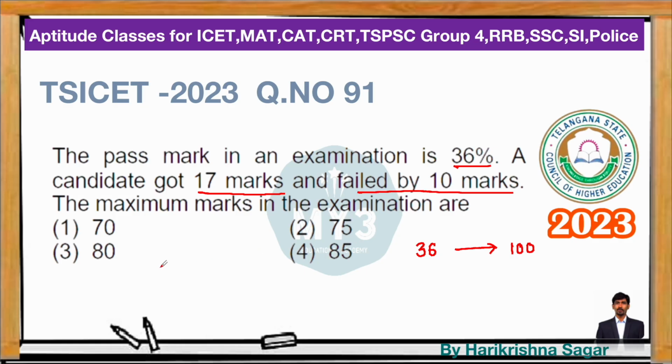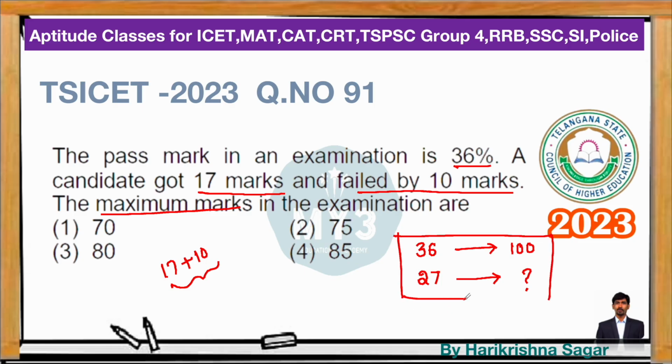That means he got 17 and failed by 10 marks, which means the minimum pass mark required in that examination is 17 plus 10, which is equal to 27. If 27 is the minimum pass mark, what is the maximum score in that examination? That is the question. So you can apply the basic unitary method to arrive at your answer choice.